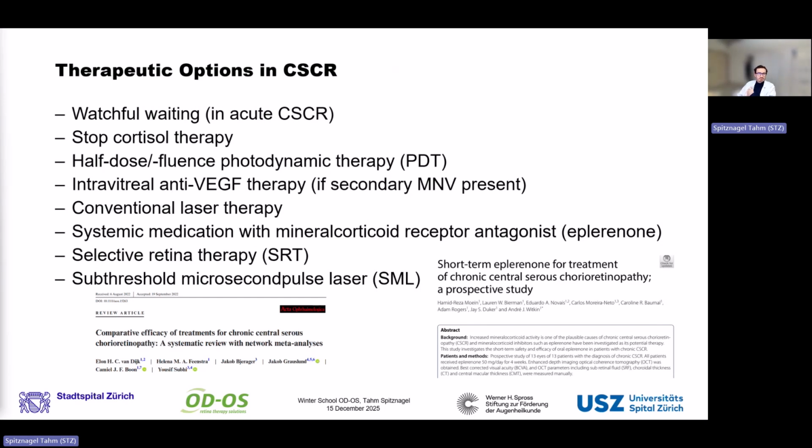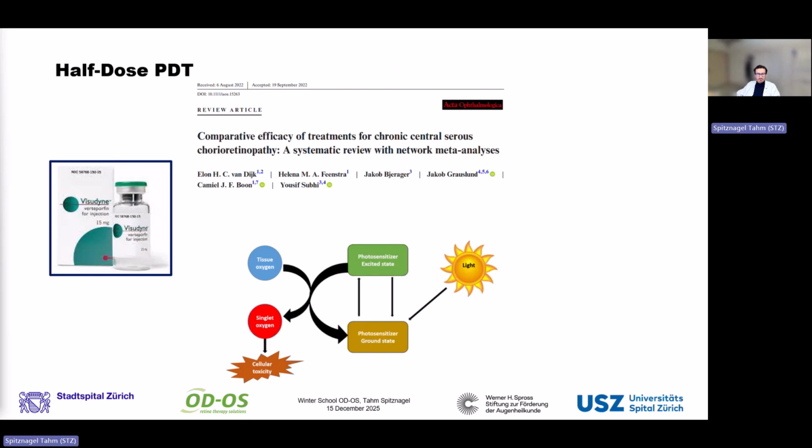More recently, non-damaging laser-based approaches, such as the selective retina therapy and subthreshold microsecond pulse laser therapy, have gained increased attention. These modalities aim to stimulate the RPE without inducing visible retinal damage and represent, therefore, attractive alternatives, particularly when PDT is unavailable. Among these options, photodynamic therapy remains the reference standard. Let's talk about half-dose PDT.